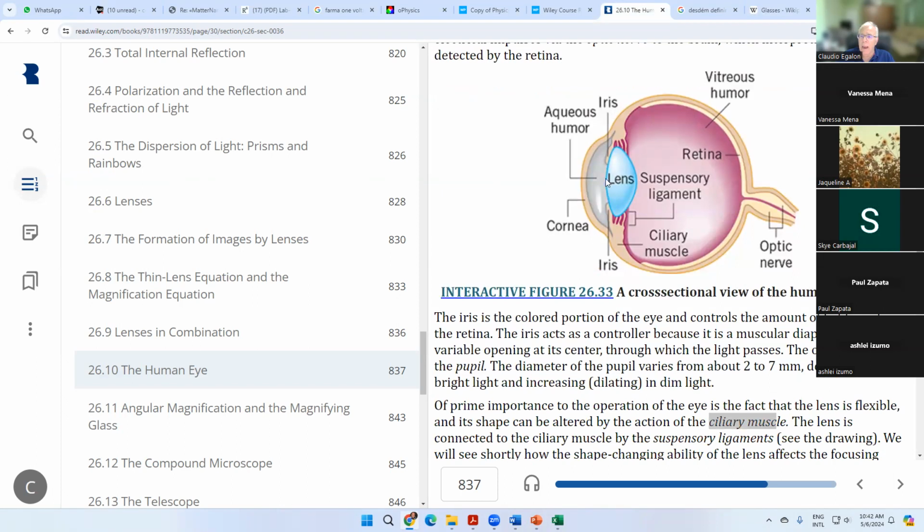But you can also allow more or less light to go through the eye by making the pupil, right, smaller or larger, okay? The diameter of the pupil, for instance, that black spot in the middle of the eye, can vary anywhere between 2 to 7 millimeters, okay? The brighter the light is, the smaller the pupil becomes. So let's write that down.